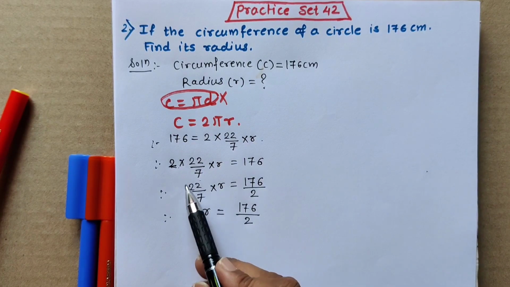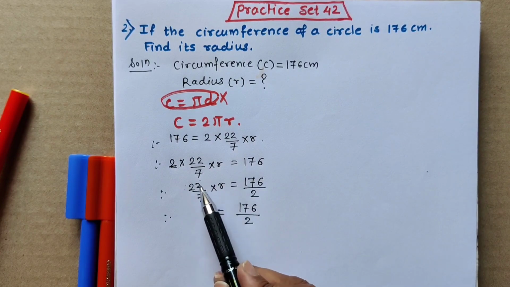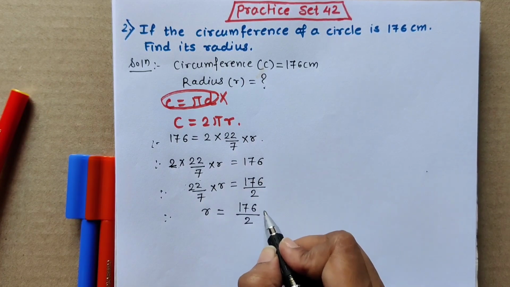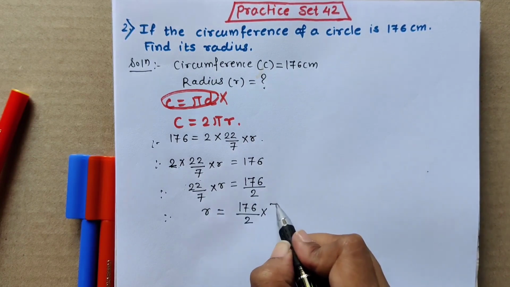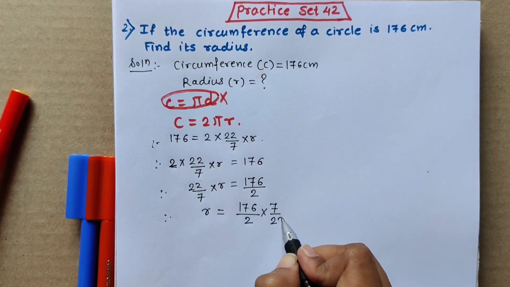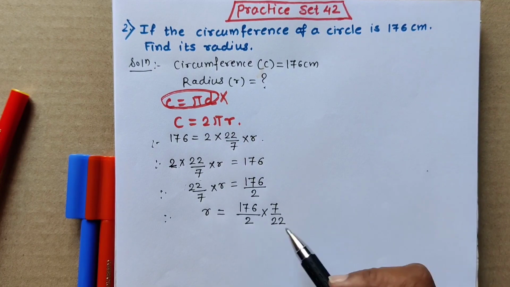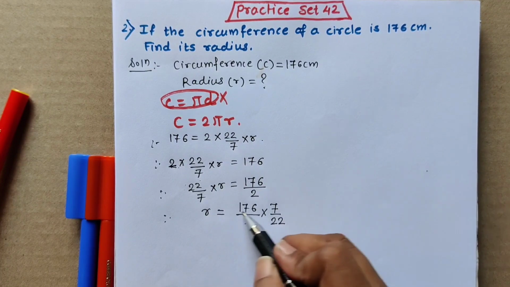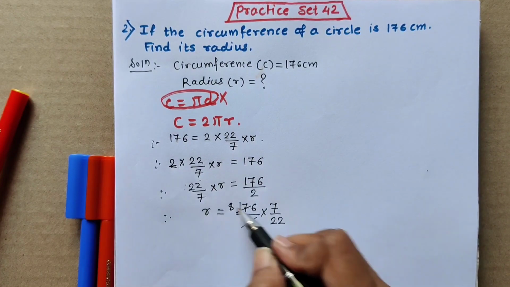And now I am going to transfer this 22 upon 7 from left to right. When we transfer the fraction, what we have to do? We have to write its reciprocal. We have to write its inverse. So 22 upon 7 will become 7 upon 22. So in this way we can transfer the terms. Now cancel 176 by 2. 2 ones are 2. 2 eights are 16.